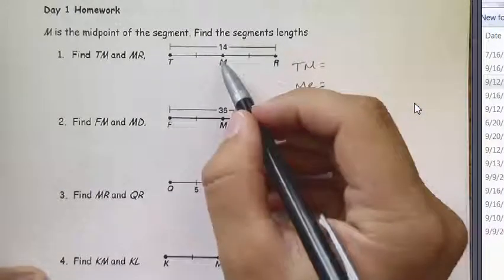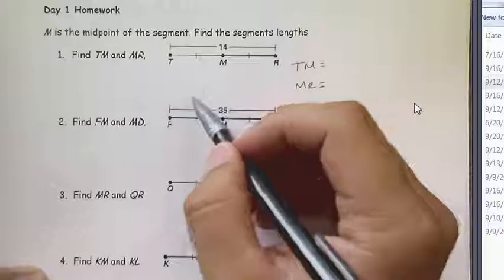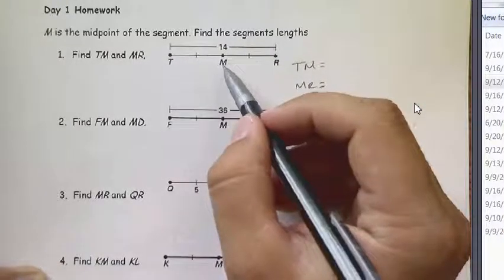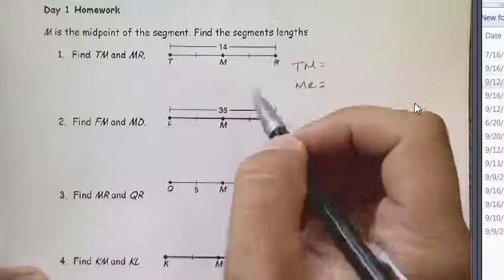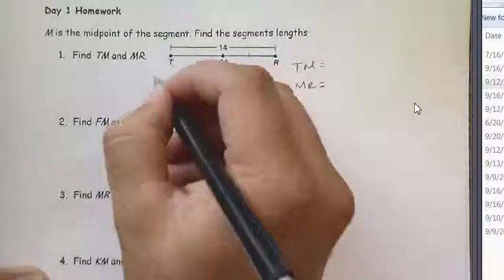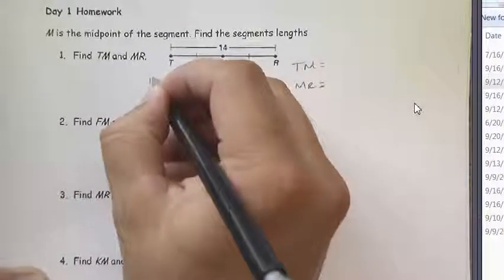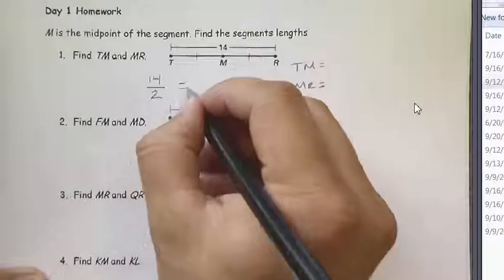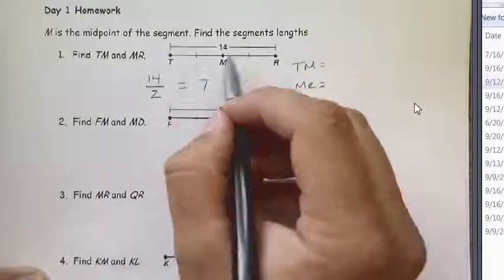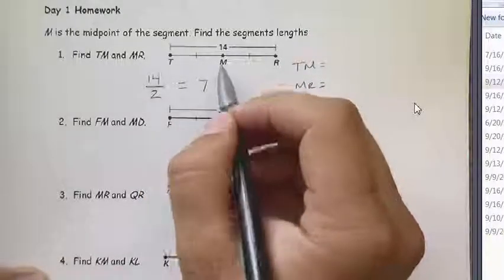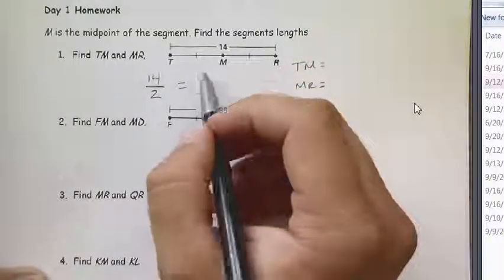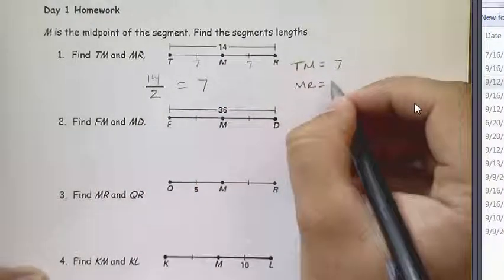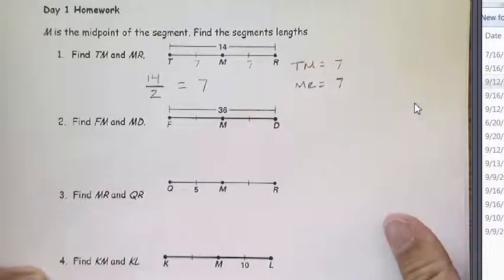Since M is our midpoint, we know that the length from TM is going to be the same as the length from M to R. We are given T to R, which is 14, so I need to take 14 divided by 2, which equals 7, since there are 2 parts. I need to break it in half, and half of 14 is 7. So TM is going to be 7 and MR is going to be 7.